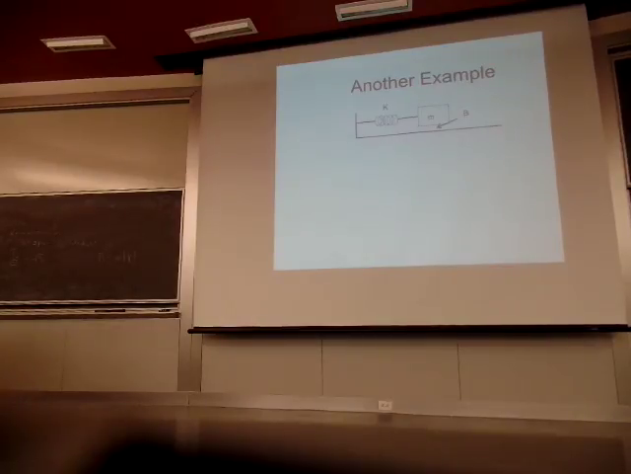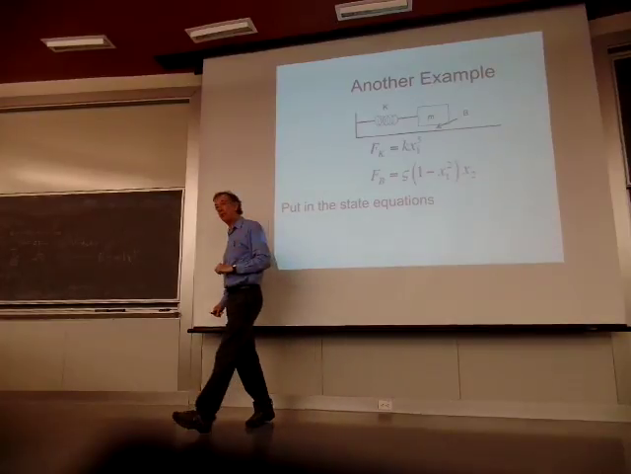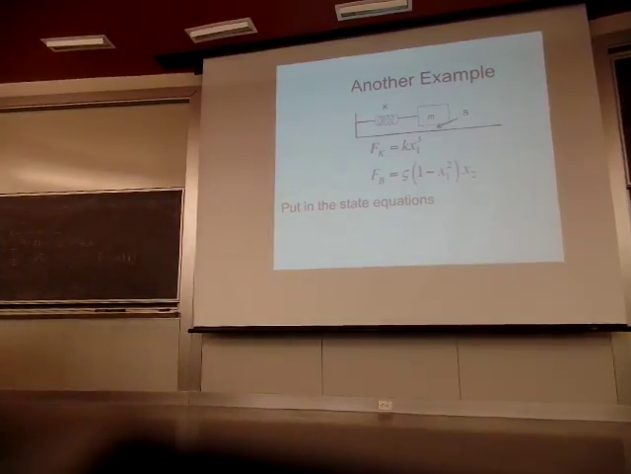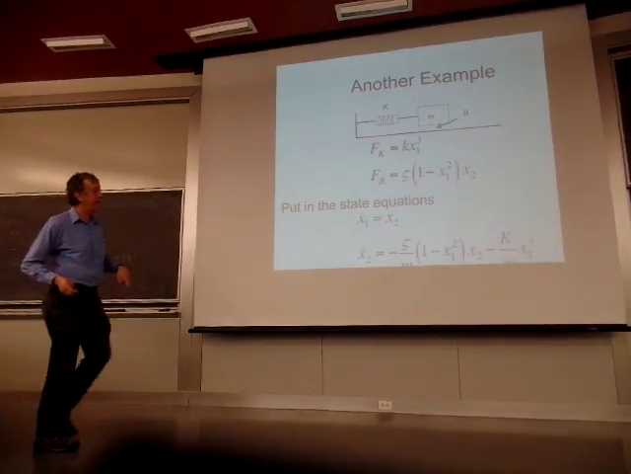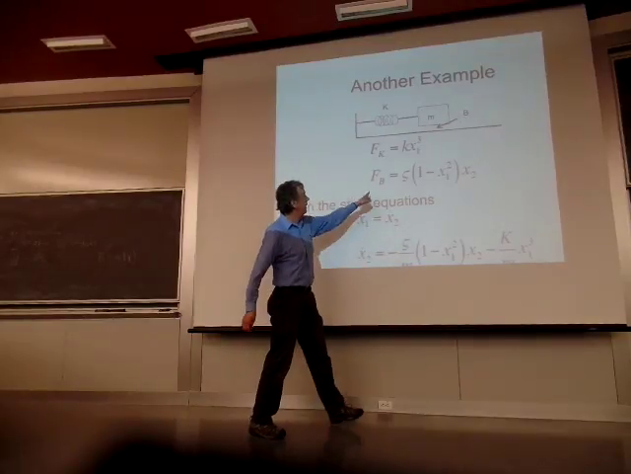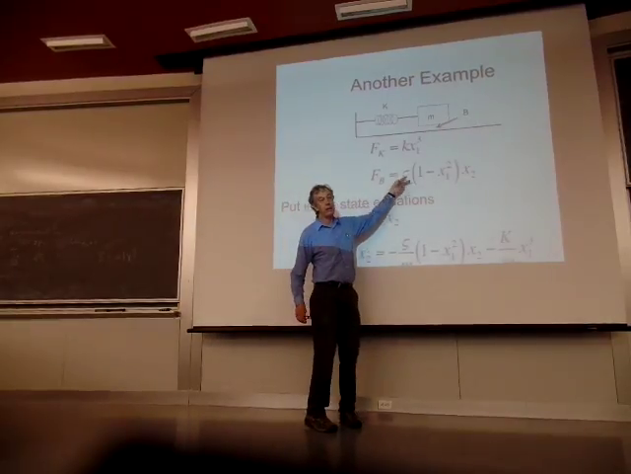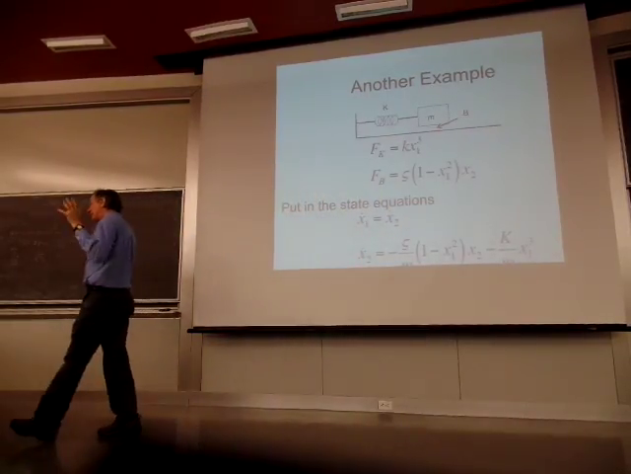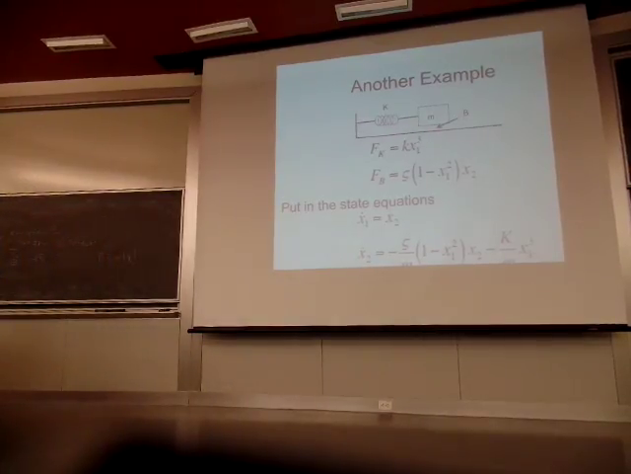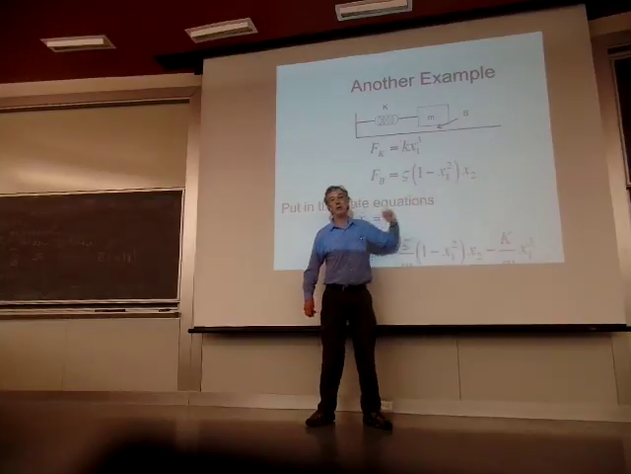Another example, same kind of system here. What are the forces in this thing now? We're going to use the linear graph method. Put the state equations in. It's similar, except my friction has this crazy form, which is nonlinear. So I have nonlinear differential equations. I have some gamma times 1 minus the position squared times the velocity as the force of friction. So the friction is changing with position.